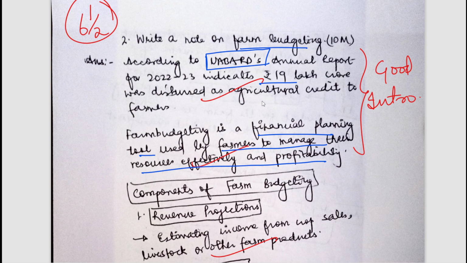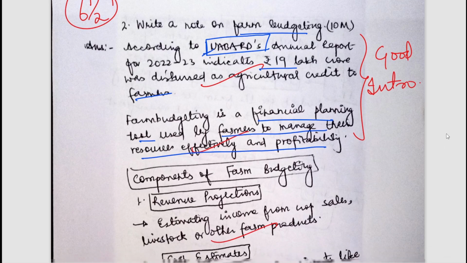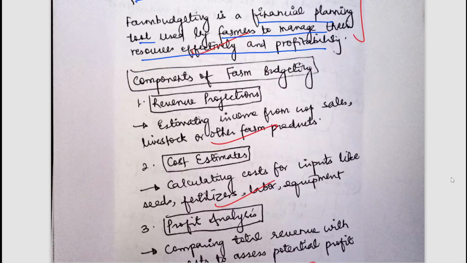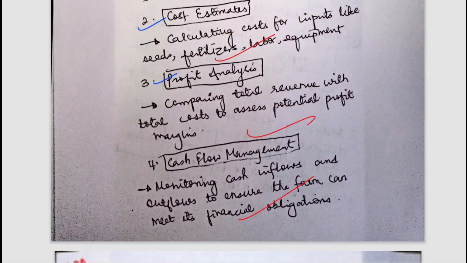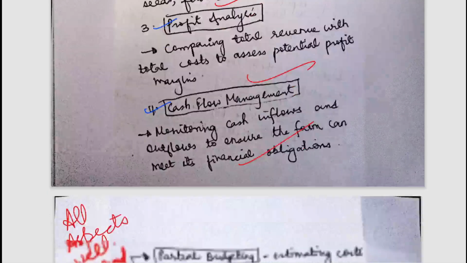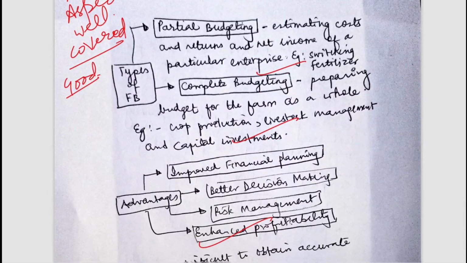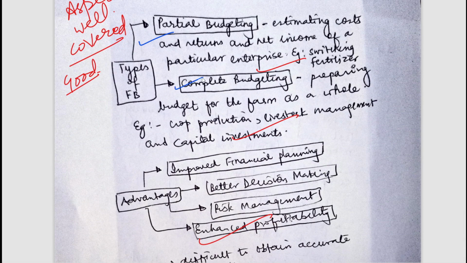According to the NABARD annual report of 2022-23, 19 lakh crore was disbursed as agricultural credit to farmers. This type of data will enhance your answer, but always write the source of your data if you can. The student has also written the components of farm budgeting: revenue projection, cost estimates, profit analysis, and cash flow management. You can pause the video and read these in detail. Types have also been mentioned: partial budgeting and complete budgeting.